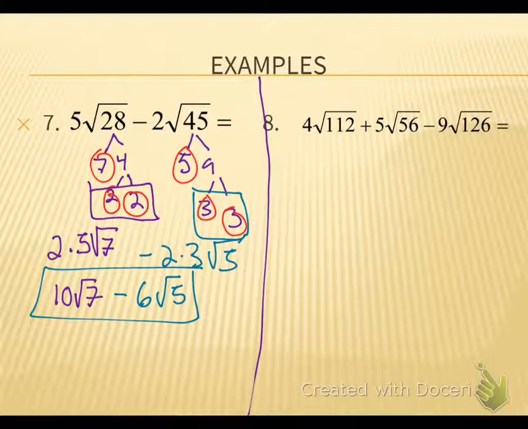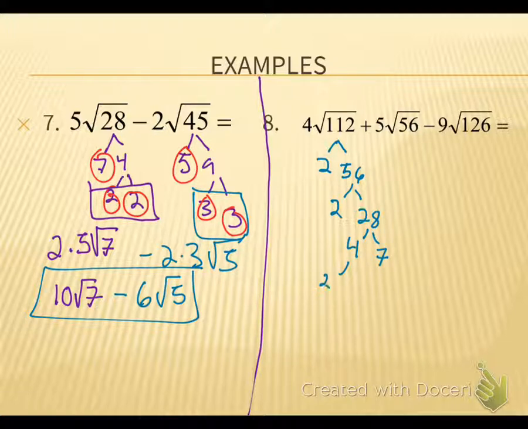And then our next one, our last problem for the day, 112. What are some factors? Okay, we'll start with it's even. 56 and 2. Yep, that's a good place to start. We see that 56 is still even, so we can take out a 2 there. So that becomes 28. Okay, what goes into 28? 4 and 7.